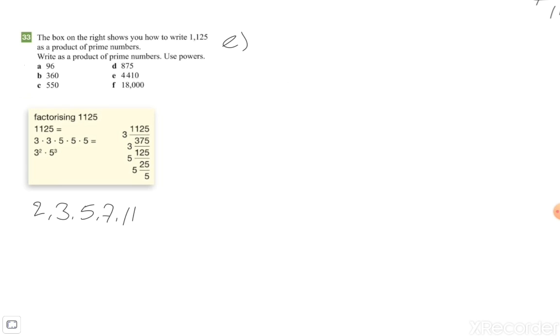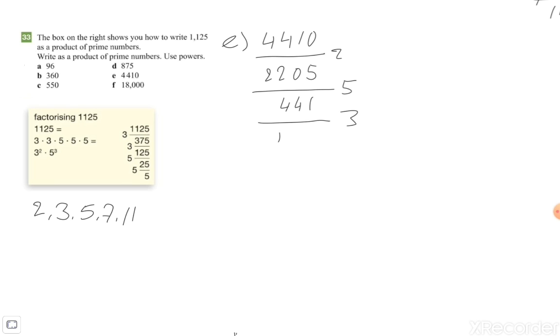Then we are with exercise E, 4410. We can divide it by 2 because that's 2205. Here we can divide it by 5. I see a 5 immediately, so if we divide it by 5, you get 441. Now we can divide 441 with 3, and that's 147. And even this number is divisible with 3, and that's 49.